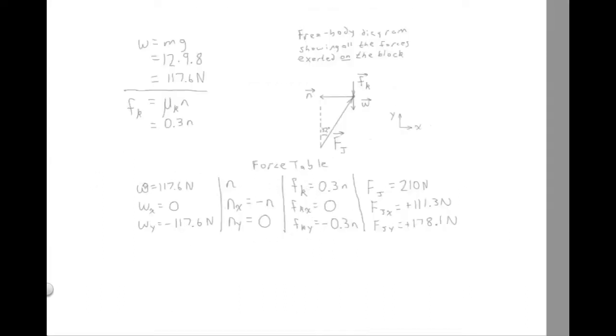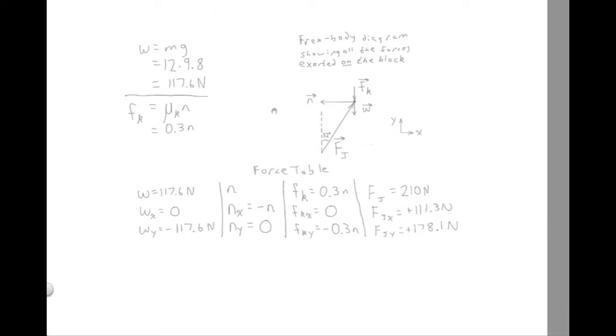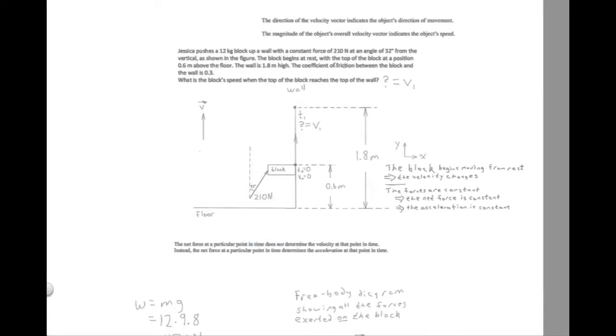We have no reason to think that any of these forces from our force table is changing. To be more specific, we know that the weight is constant. The weight has a constant magnitude of 117.6 newtons. And we know that Jessica's applied force is constant. She's applying an applied force of 210 newtons. The problem states explicitly that Jessica's applied force is constant at 210 newtons.